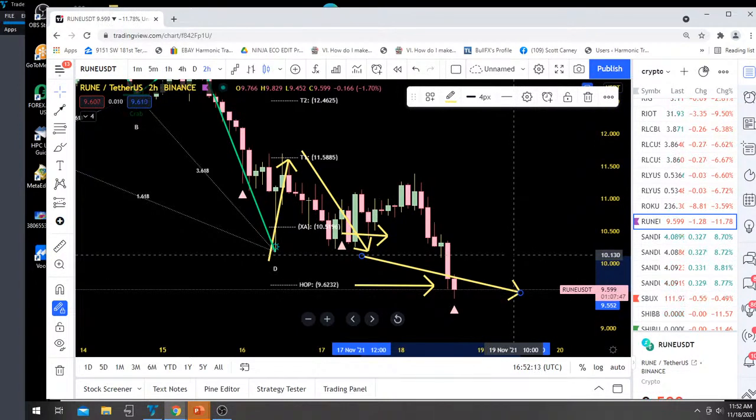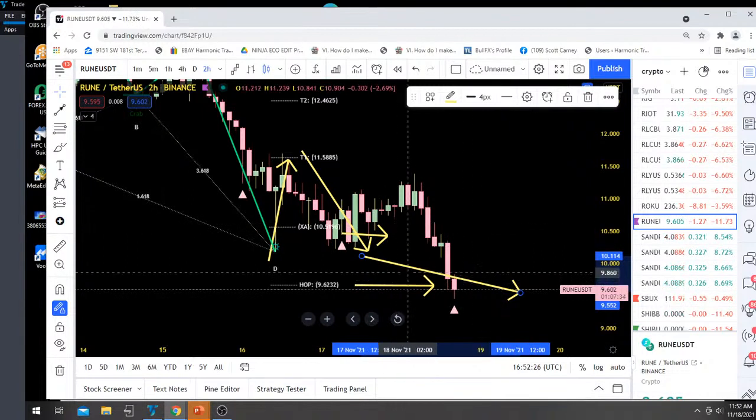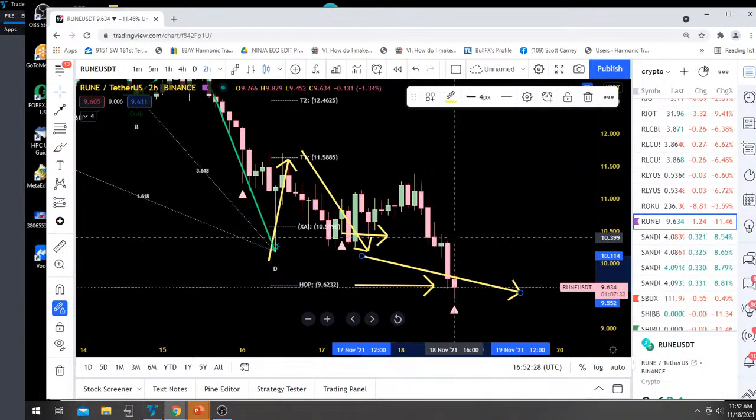I like to call those flawed setups. Not failed, flawed. And then they fail when they violate that trigger. Rune would violate it under 950, 940. So let's jump back to Bitcoin.